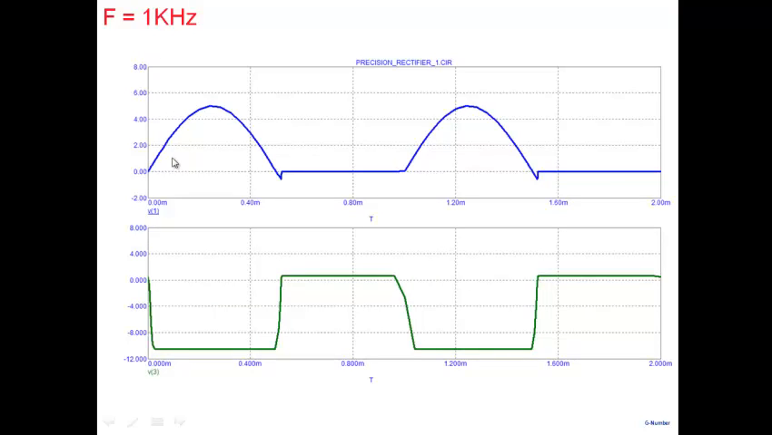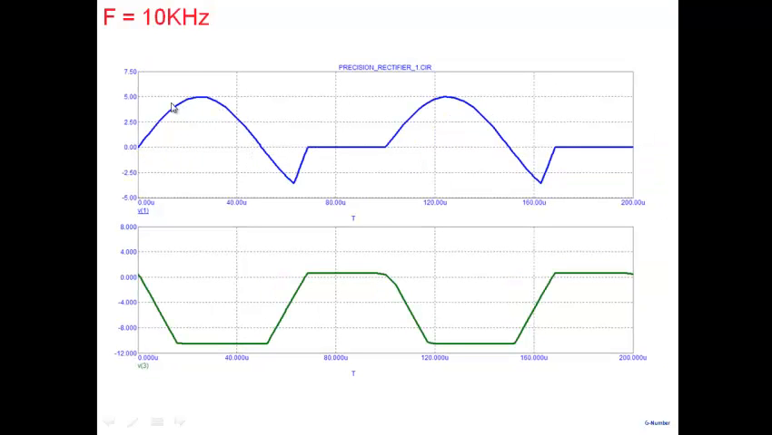We can begin to see some problem here. If you look at the output, it's no longer rectifying as well. We can see a small negative portion here, which we don't want. And the op-amp output is no longer as abrupt as we would have wanted.